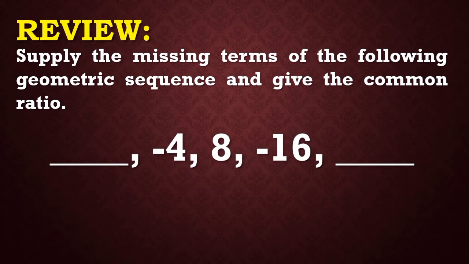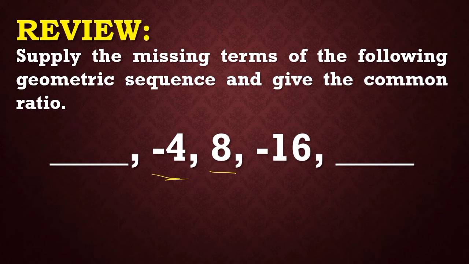As you can see, nawawala yung ating first term tsaka last term. So, paano natin ma-identify yung first term and then yung last term? Ang gagawin lang natin, kunin natin yung common ratio. Paano natin kukunin yung common ratio wherein wala naman yung first term? Edi kunin natin yung second term tsaka yung third term.